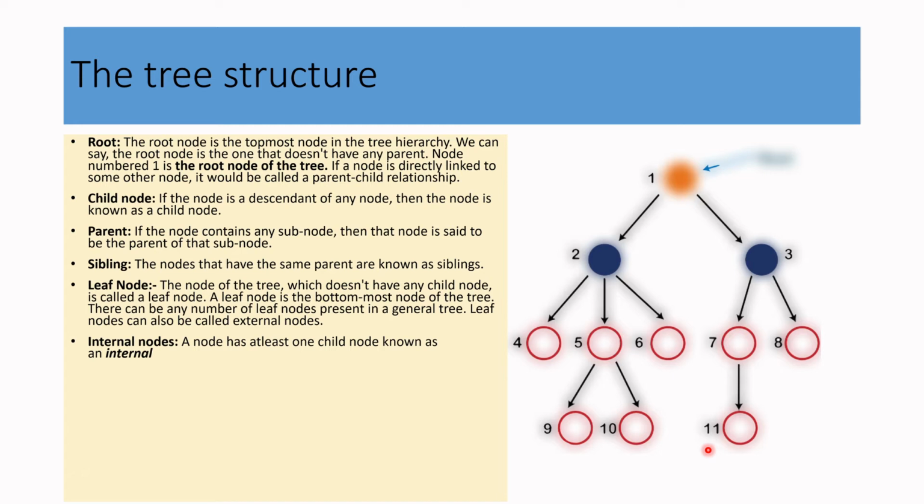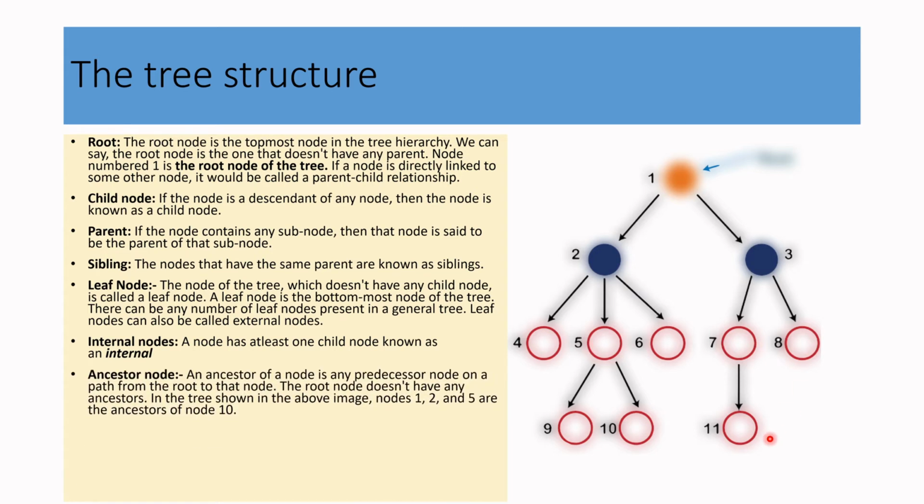There are also internal nodes. A node that contains at least one child node is known as an internal node. So we can say 5 and 7 are internal nodes. Okay. And there are ancestor nodes also. An ancestor node is a preceding node on the path from the root to the node, right? So here we can say nodes 1, 2, 5 are ancestor nodes of 10.